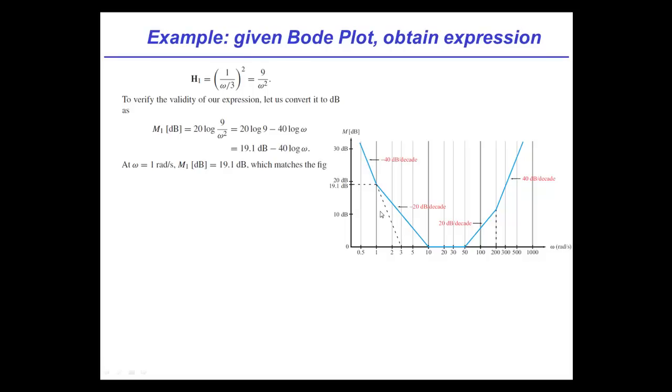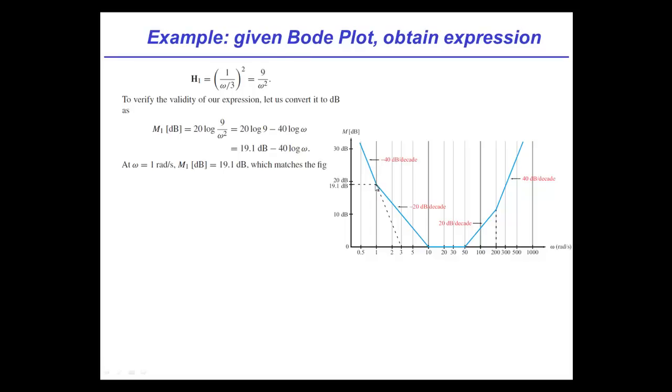And because it was 40 dB per decade, you know it's a second order pole, which means it's going to take a form of 1 over omega over 3. We can write that as 9 over omega square. And you could test it, by the way. You can take this equation, convert it back into dB, and test it at some arbitrary frequency.